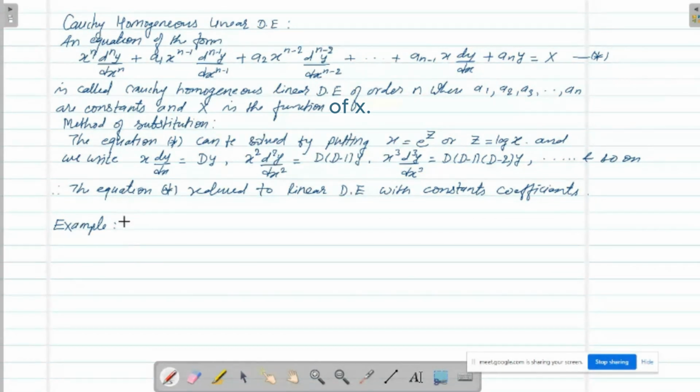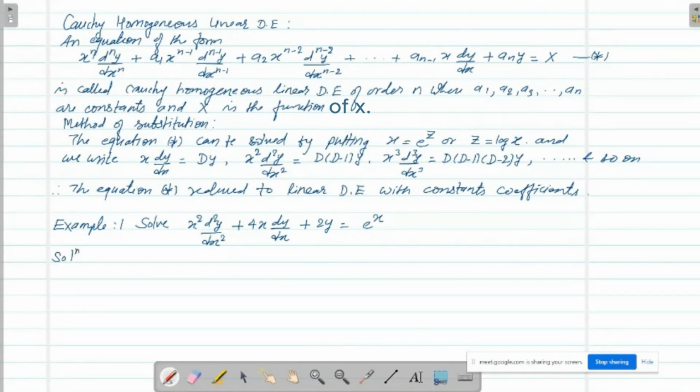We write example number 1. Solve x square d square y by dx square plus 4x dy by dx plus 2y equal to e raised to x. We have to solve this equation. Okay.